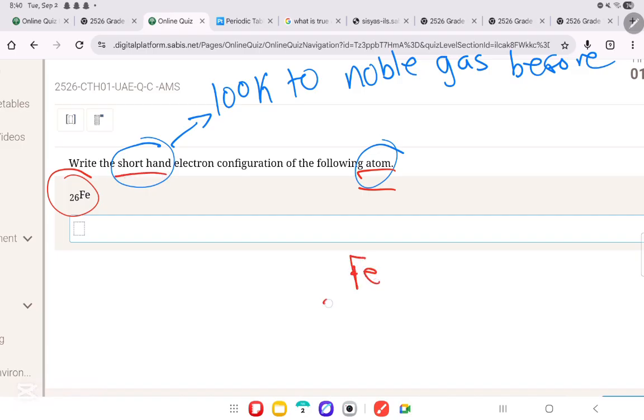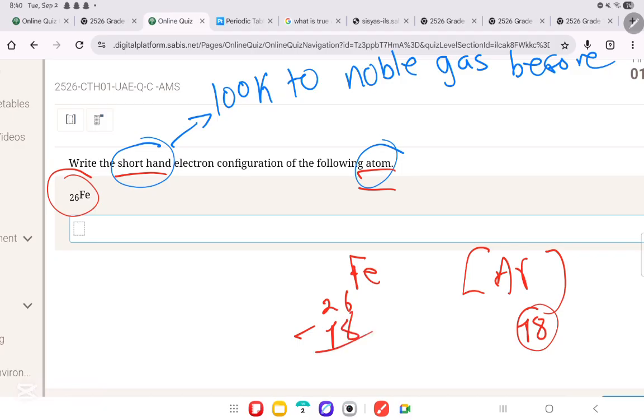So look at the noble gas before Fe. What's the noble gas before Fe? It is argon, Ar. I wrote AF, my bad, Ar. How many electrons does argon contain? Argon already contains 18 electrons. So just by writing in brackets Ar, how many electrons did we remove? We removed 18. So 26 minus 18, we only have 8 left, right?